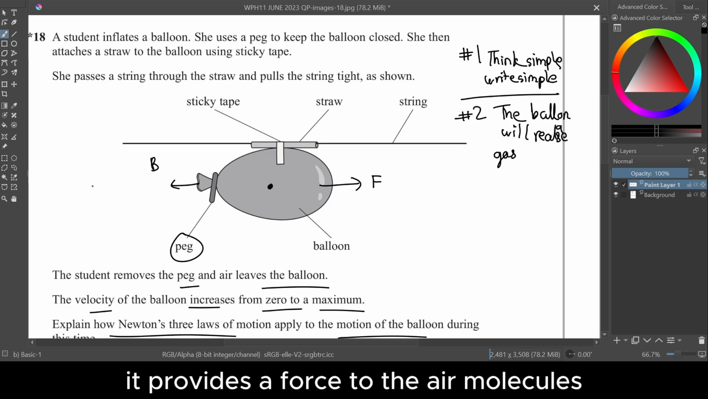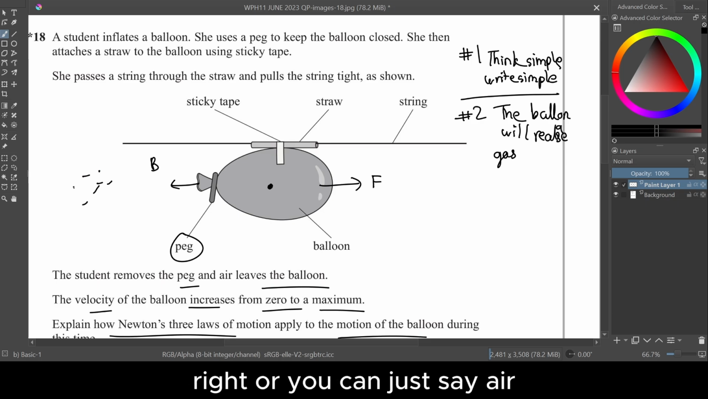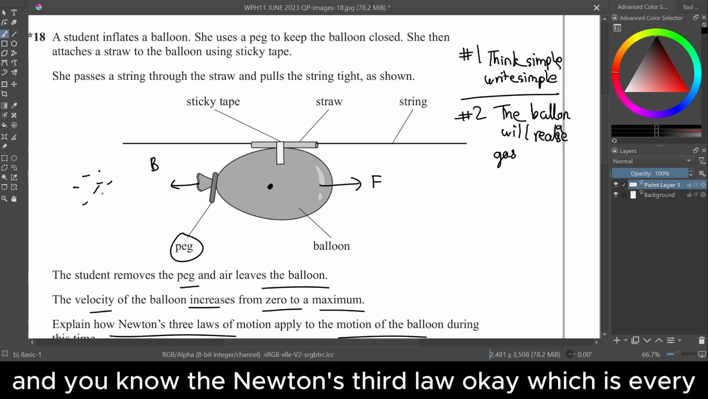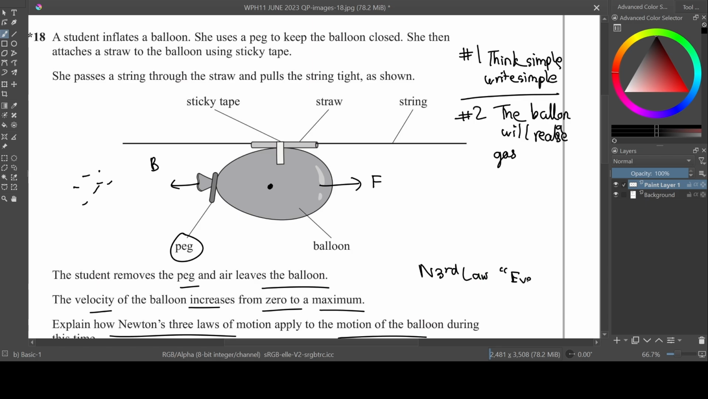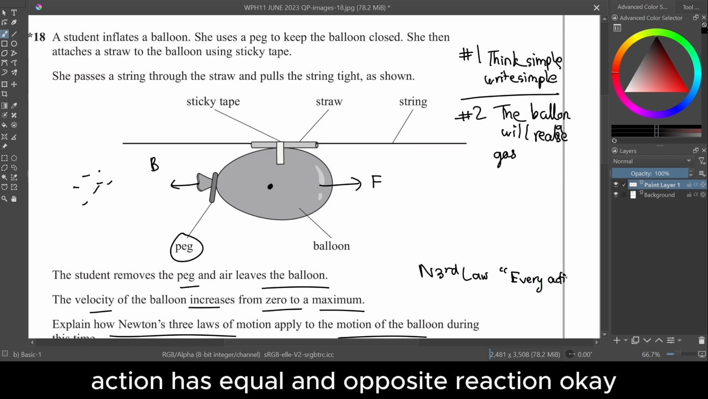when it releases gas, it provides a force to the air molecules, right? Or you can just say air. And you know Newton's third law, which is every action has an equal and opposite reaction.